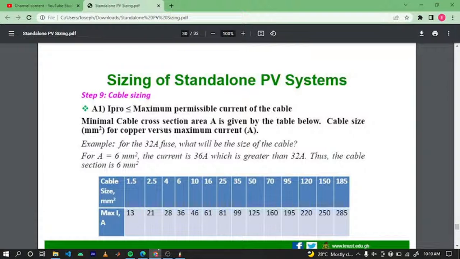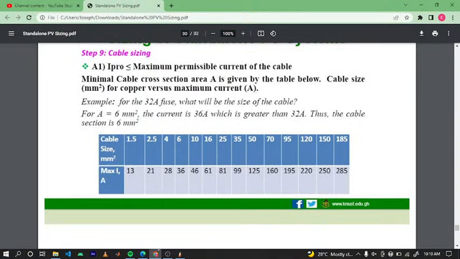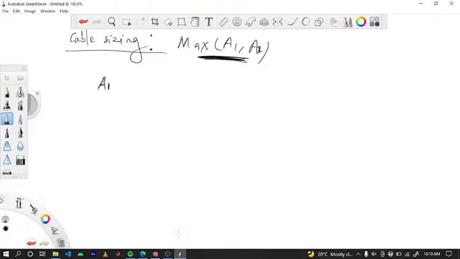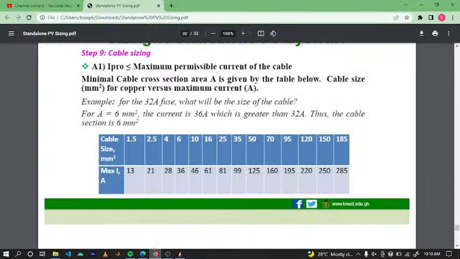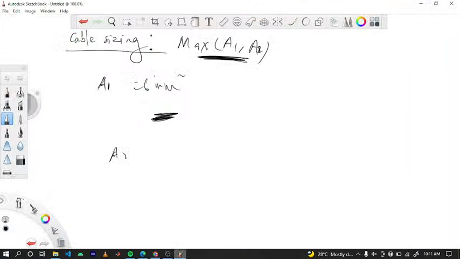And that 36 has a cross-sectional area of 6. So our first cross-sectional area will be 6 millimeters squared. How do you find the first cross-sectional area? Pick the largest fuse that you use for your protection, come to the area table and choose a current that's just larger than that fuse, and use the cable size corresponding to that. So here use 6.